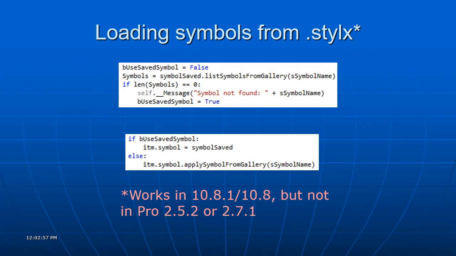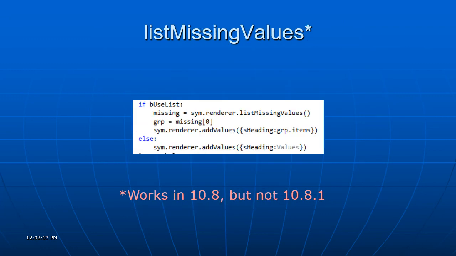Now here's something that works in 10.8.1 as well as 10.8, but doesn't work in Pro. If a symbol is saved in a stylx file associated with a project, the symbol can be loaded in a web tool, but will not work when the tool is run in Pro. Finally, list missing values will not work in 10.8.1, but it does work in 10.8.